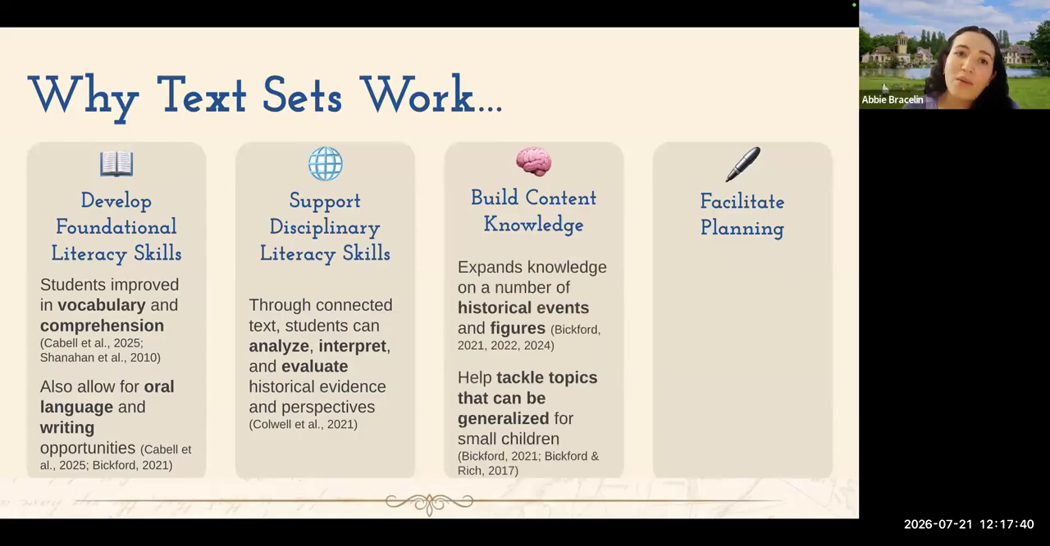I talked a little bit about how it builds content knowledge. Obviously, if we're reading about different topics in different ways, it's going to expand our knowledge on a number of historical events, different figures, things about them that maybe we wouldn't have known before. And it also helps, like I said, tackle topics that can be generalized for children.